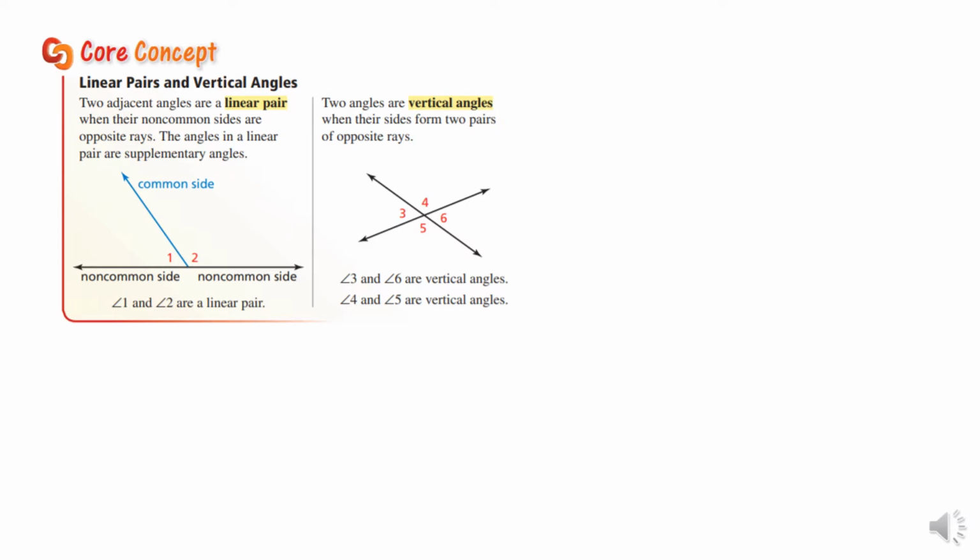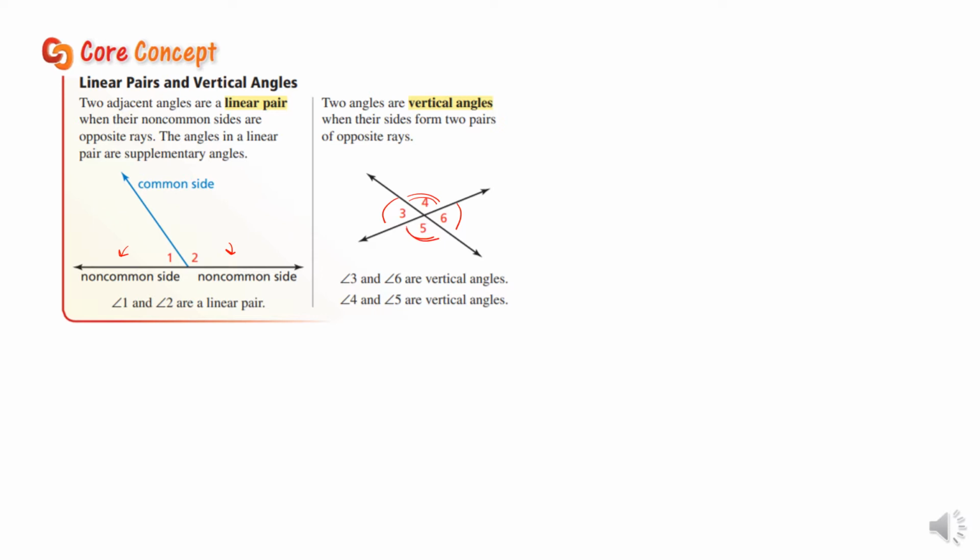Linear pairs and vertical pairs. So two adjacent angles are a linear pair when their non-common sides are opposite rays. So this is the non-common side and their non-opposite rays. In other words, they create a line. Two angles are vertical angles when their sides form two pairs of opposite rays. The easiest way to see this is to look at opposite angles. So angle 3 and angle 4 are vertical angles, and angle 4 and angle 5 are vertical angles.